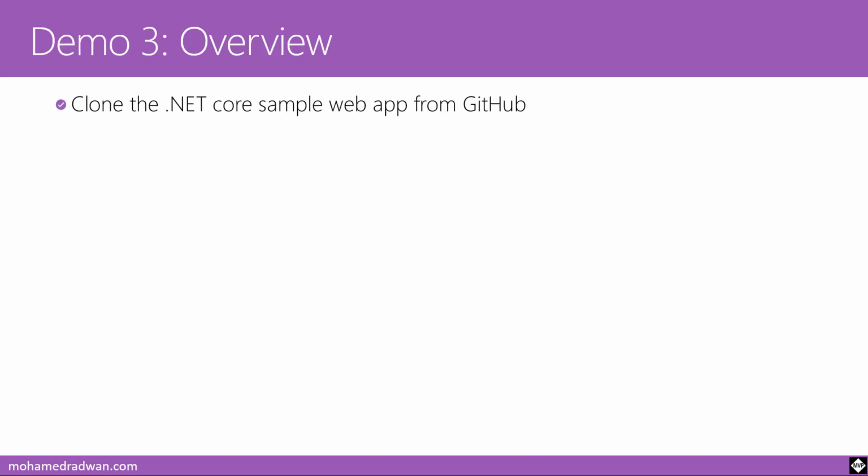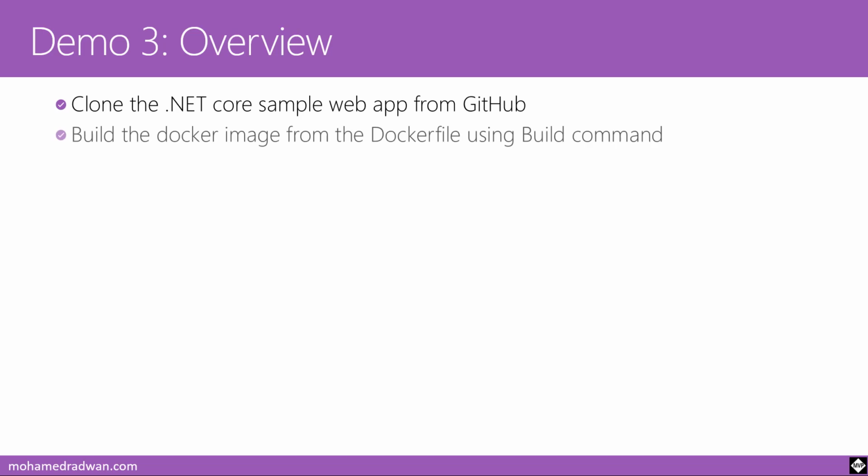In this demo, we will learn how to clone a .NET Core sample application, which I prepared on a GitHub repo, so you can build a sample web application using Docker containers. Then we will understand how to build the Docker image from the Dockerfile using the build command. Don't worry about the build command; we are not going to explain it in detail now. There are more details in the coming lessons about build commands and how we can use them.